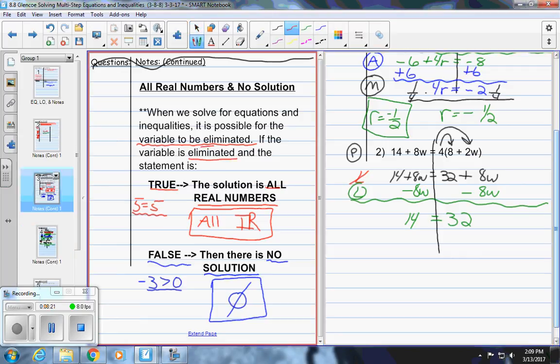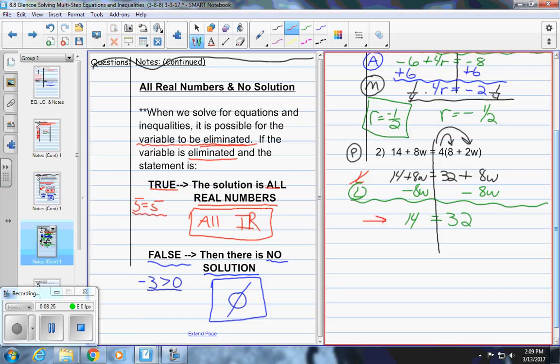It's disappeared. So is our line right here, is this a true statement or a false statement? You're right, it's false. And since it's false, the answer to this problem, turns out there is no answer to this problem. No solution is possible for this problem. No matter what number we choose for w, this problem will never work. So the answer to this problem is no solution.